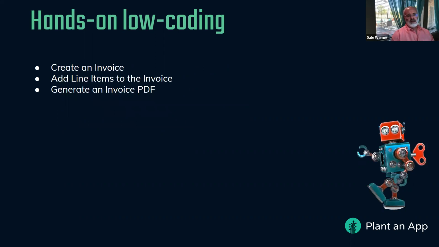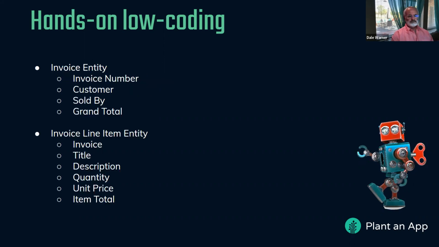So what we'll get done today: we will figure out how to create an invoice and how to add line items to the invoice. Every invoice might have 1 to 5 line items included in that one invoice. And then at the end, we'll generate a PDF. We should be able to get through all of that today. We've got 45 minutes. This is low code. We'll get along with it.